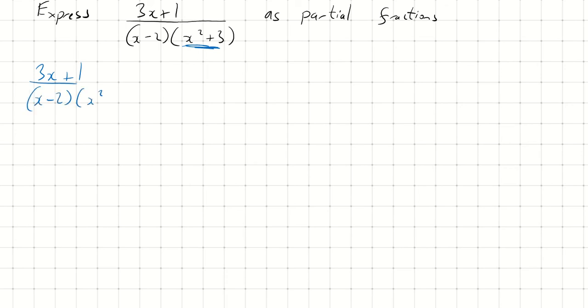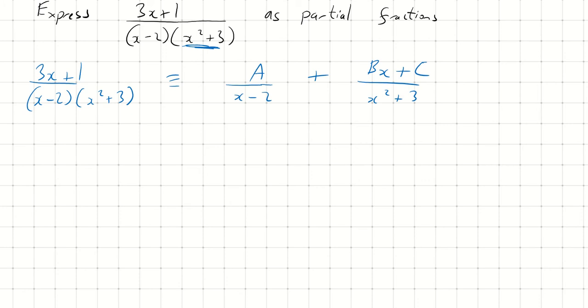This is our original expression, and that's going to be equivalent to a over x minus 2, and then we're going to have our term over x squared plus 3. Because we've got a quadratic term in the denominator, we need a linear term in the numerator, one power lower than what we had in the denominator. So on top, we're not just going to have b, but we're going to have bx plus c. This is the form that this partial fraction is going to take, and we need to work out what a, b, and c are.